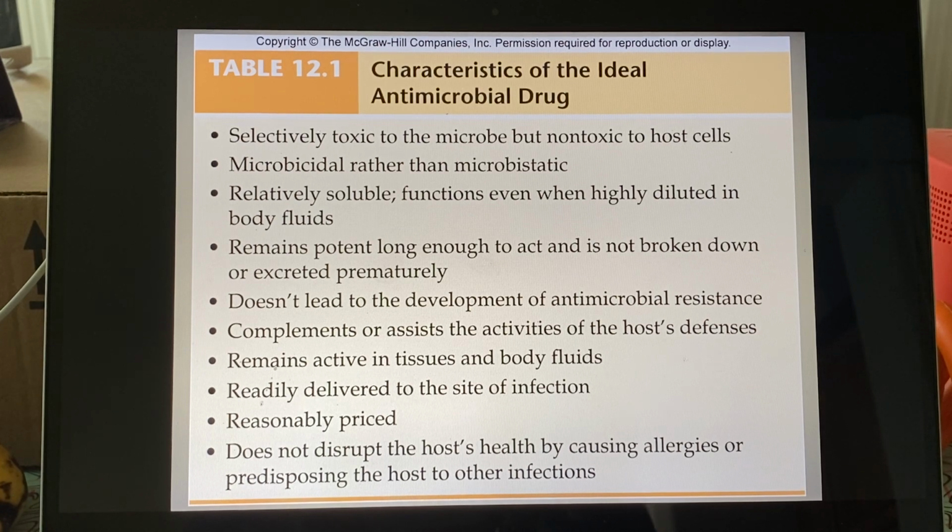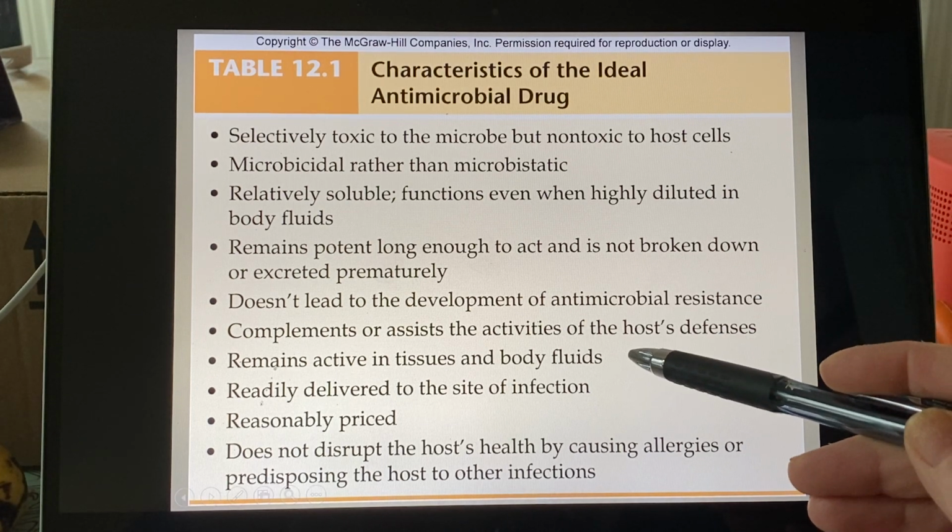Okay, we want it to be able to function when it's highly diluted in body fluids, and we need it to remain in your system long enough to do what it's supposed to do. If it's metabolized and excreted in a few hours, that's not doing you any good. We don't want it to lead to the development of antimicrobial resistance, or what we call superbugs. A lot of the time this has to do with patient behavior, so I'll mention that in a little bit too. Obviously, we don't want it to destroy elements of your immune system because we need that to work with the drug. Like I said, we want it to be active.